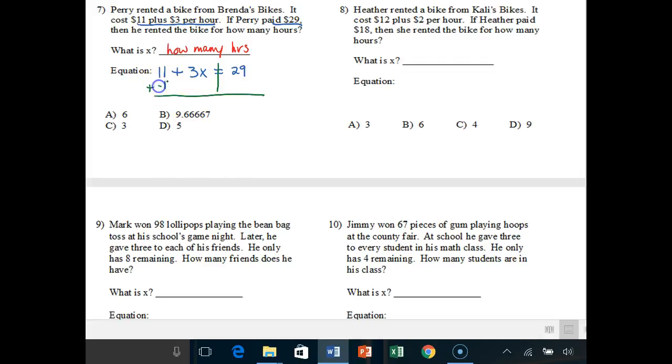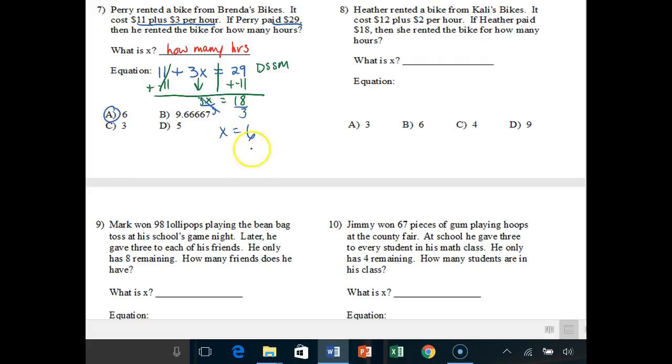I add negative 11 to both sides. They cancel out. I drop down my 3x exactly as it is. Again, this is a different sign, subtract more, so 29 minus 11 is 18, and it's positive 18 because I had more positives. And then my second step is to say, okay, 3 times what number is 18? I divide both sides by 3 to figure that out, and x is equal to 6. I rented it for 6 hours.